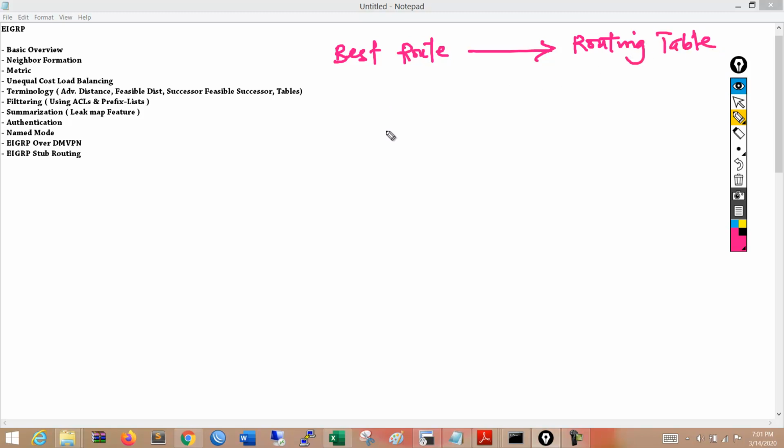Other routes that are not the best routes, the second best route for EIGRP, go into the topology table. They don't go into the routing table. They go there and wait. When the best route goes down, EIGRP will check its topology table to see if it has that route. It will now inject it into the routing table, and forwarding continues immediately.